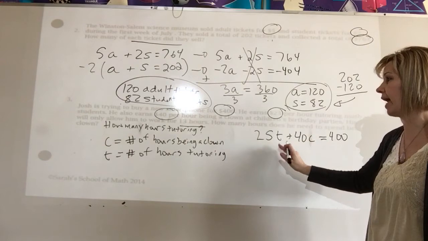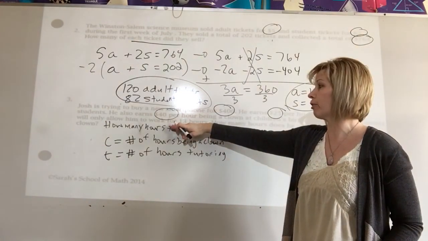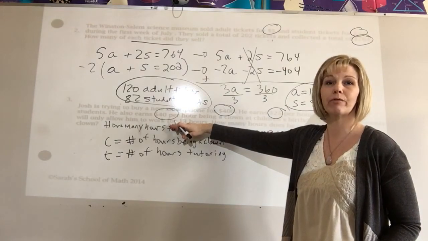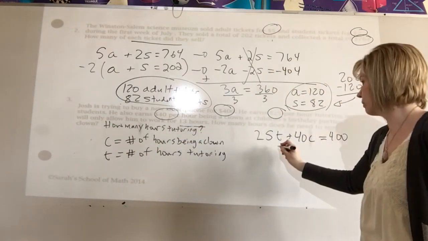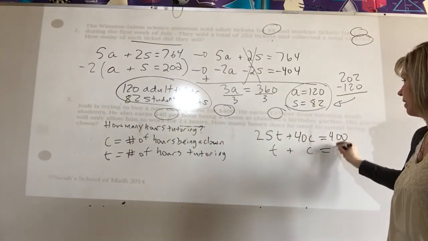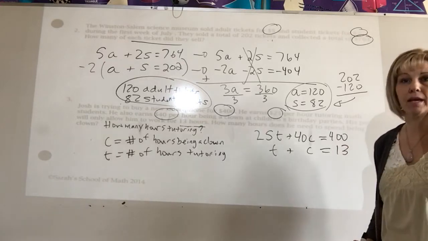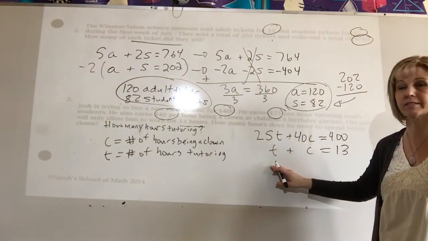And then we could say he can only work for 13 hours. What is he doing for 13 hours? Being a clown and tutoring. So I'm going to line up the order. T plus C equals 13. So again, we got our system and then we solve our system.